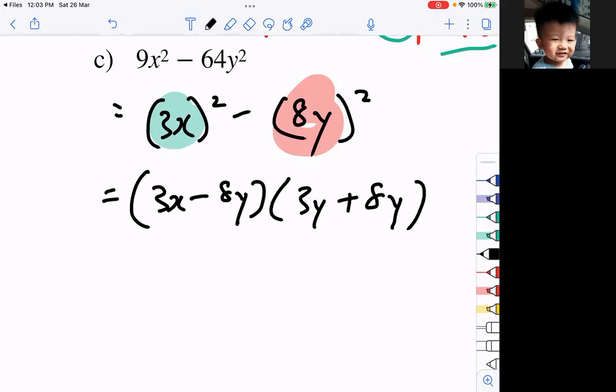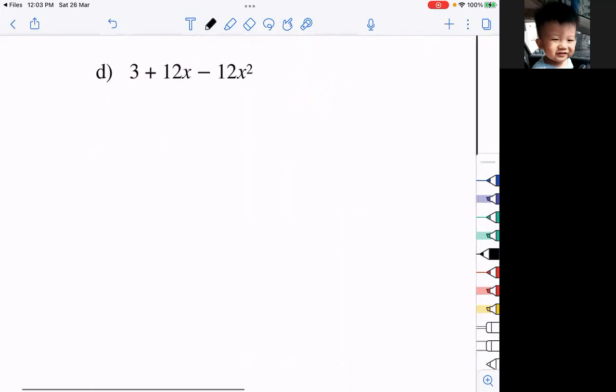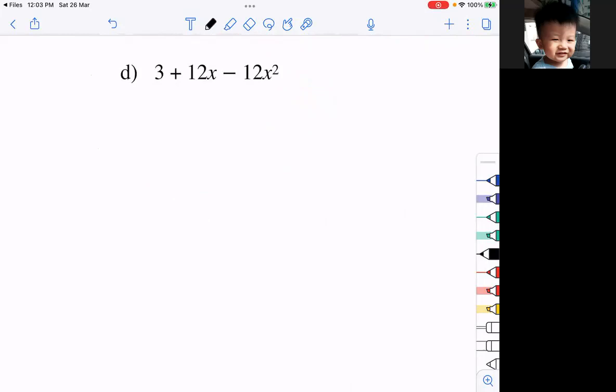Okay, don't just blindly copy. You must know what's going on. Do you all know what's going on? Can now D. Very stressful. First thing, no perfect square. What is something that I always tell you? Whenever you factorize, the first thing you check is very smart. Can you see common factors?